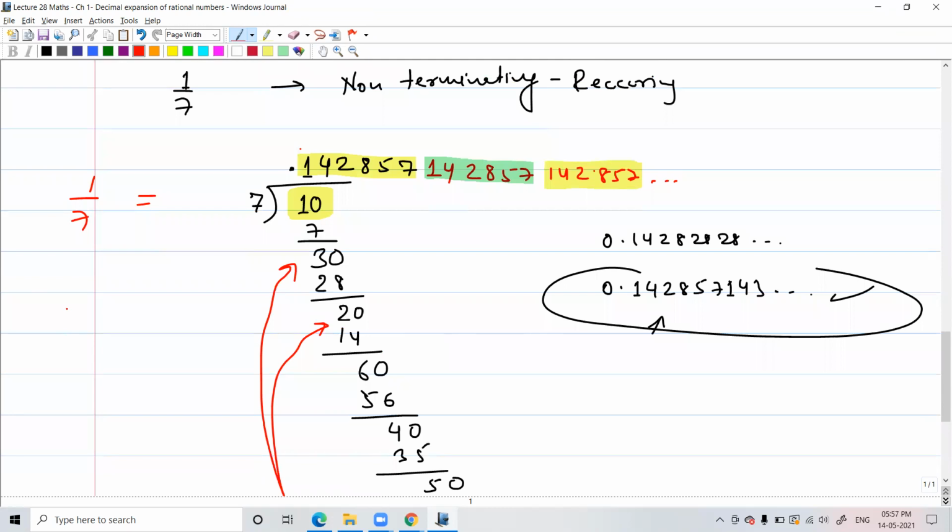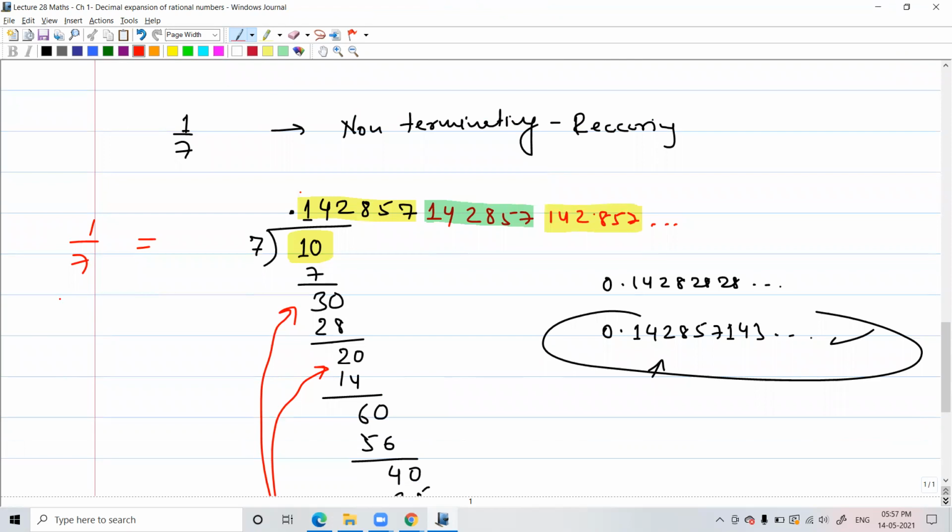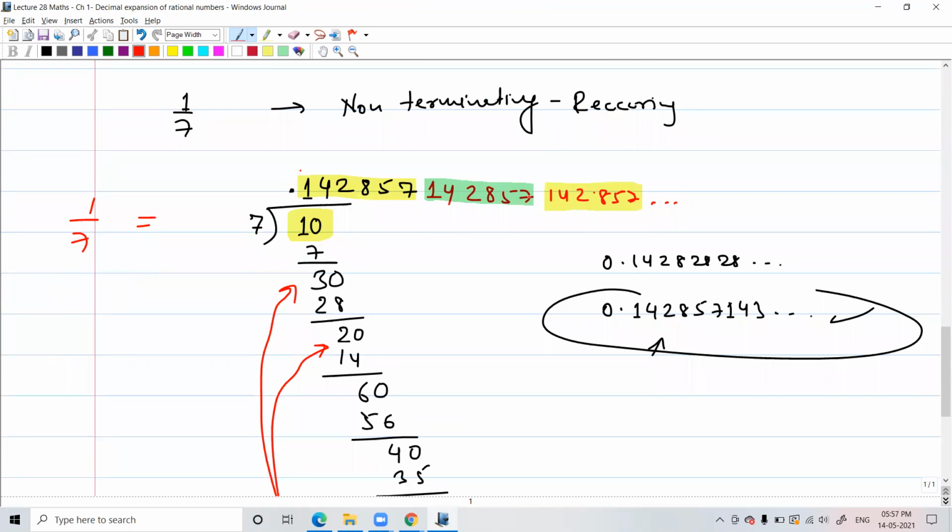Okay, quick confirmation, guys. Everyone is okay with this non-terminating recurring decimal? Yes, sir. And you should not stop so early. I think you would have learned one theorem, no? If the denominator is 7, the maximum number of digits in the repeating block can be up to 6. We studied that in the previous class. So the number of digits in the repeating block is less than 7.